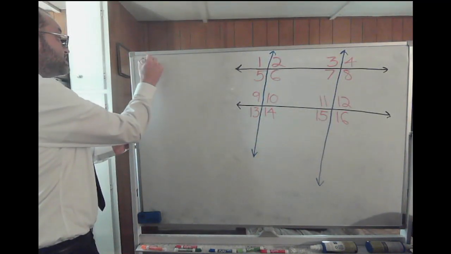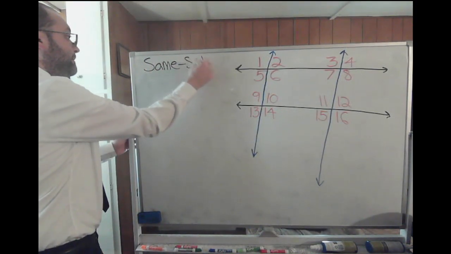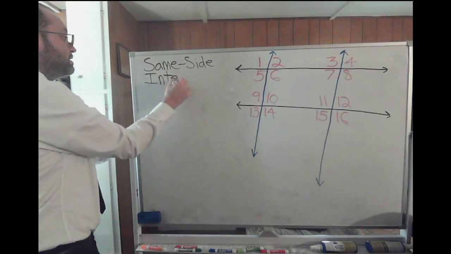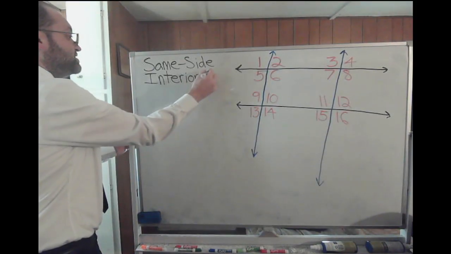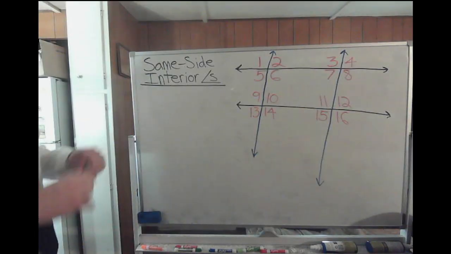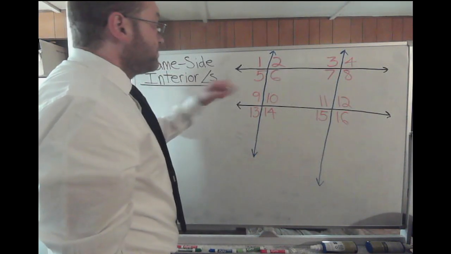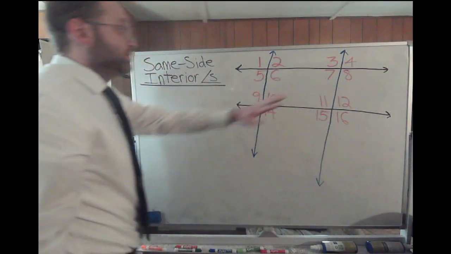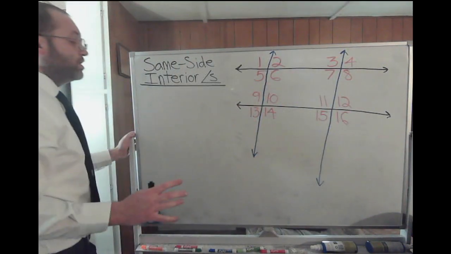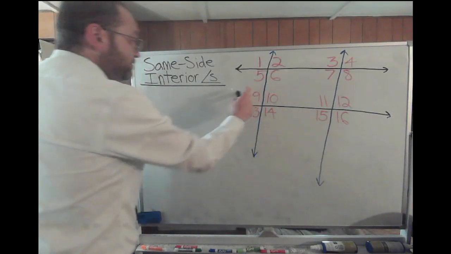The last type is called same side interior angles. We have same side interior angles. Well, they're kind of like alternate interior in the fact that they're in the interior of the lines and their transversal. They're in the middle, they're in the interior. But unlike alternating, they're on the same side of the transversal.